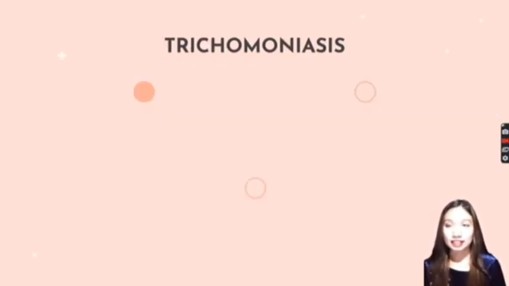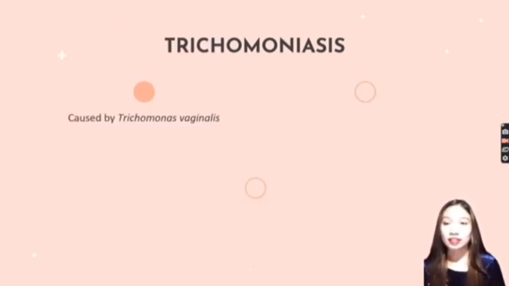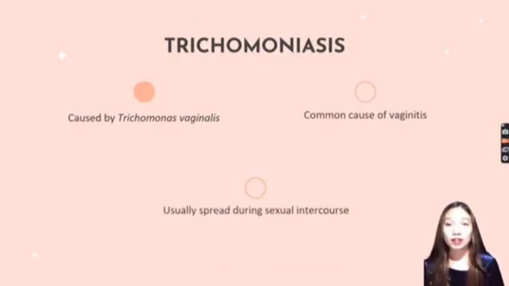For trichomoniasis, it is caused by Trichomonas vaginalis, which is a common cause of vaginitis. This infection is usually spread during sexual intercourse by men who have no signs and symptoms of infection. In women, this protozoan causes reddened, inflamed vaginal mucosa, itching, burning, and a yellowish-green discharge.